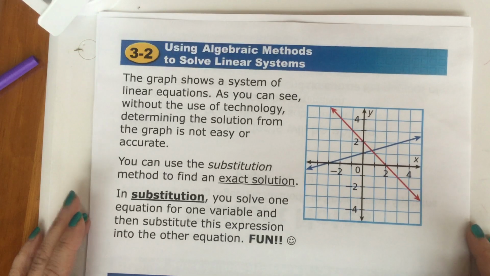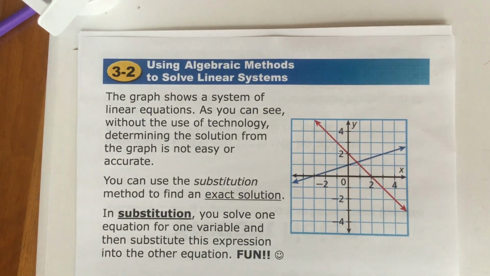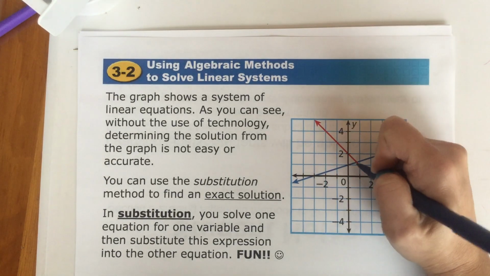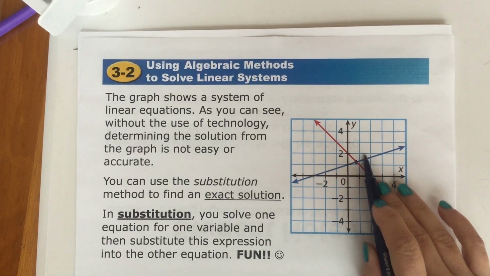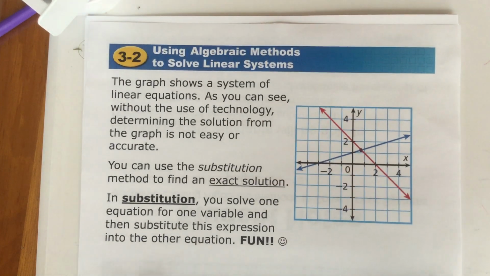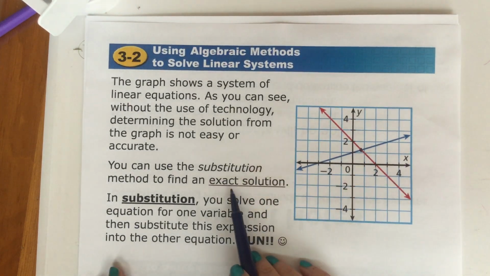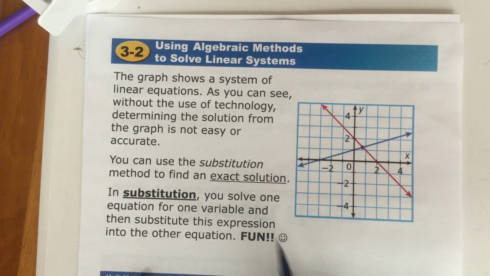Okay, it says the graph shows a system of linear equations, but as you can see, without the use of technology, determining the solution from this graph is not necessarily easy because it's not at an intersection. So you would be kind of guessing where that solution is. Rather than guessing, that's what I was talking about earlier, you can find the exact solution using one of these algebra techniques. The first one we're going to look at is substitution.